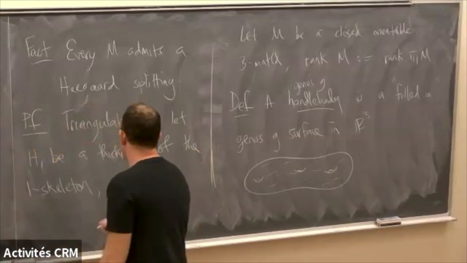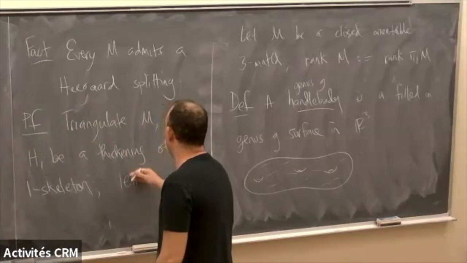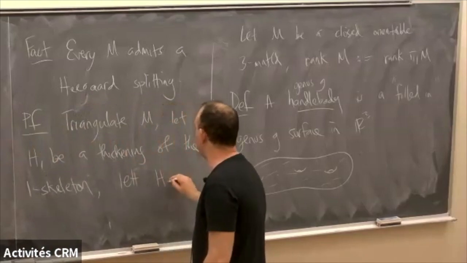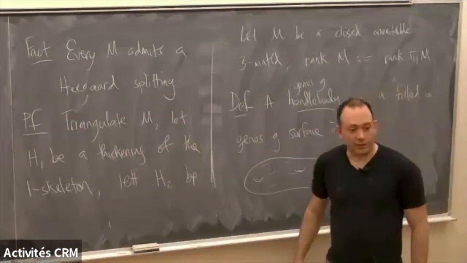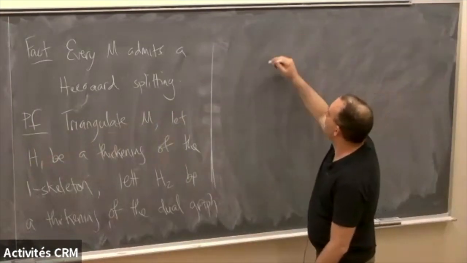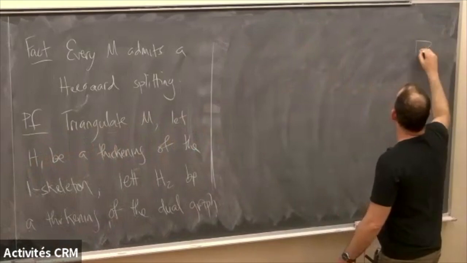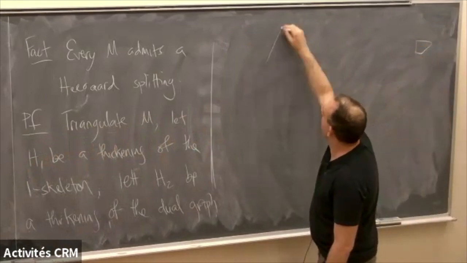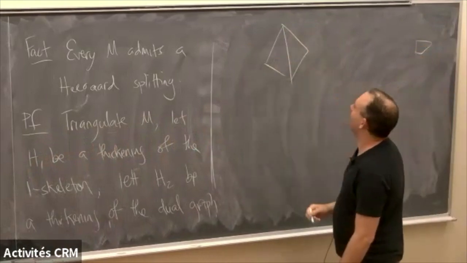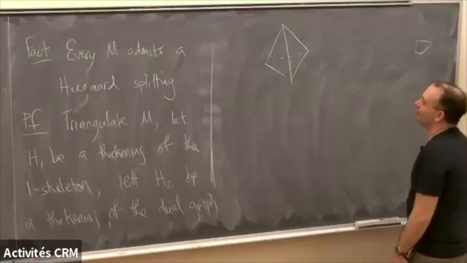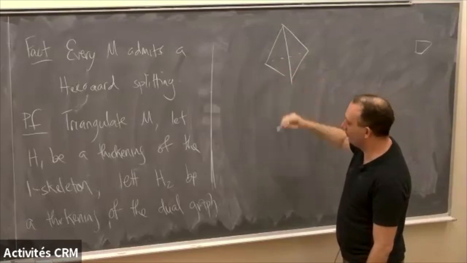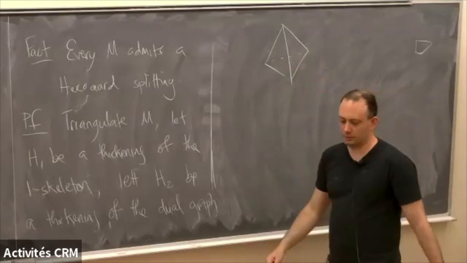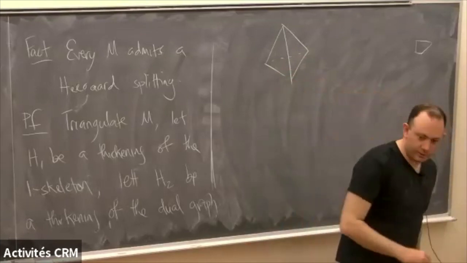And then the interesting thing is that you can let H2 be a thickening of the dual graph. I'll just draw a box like that's a proof, but the point is that, here's your triangulation. You're supposed to thicken up these edges a little bit, and then the dual graph looks something like, do I have colors?